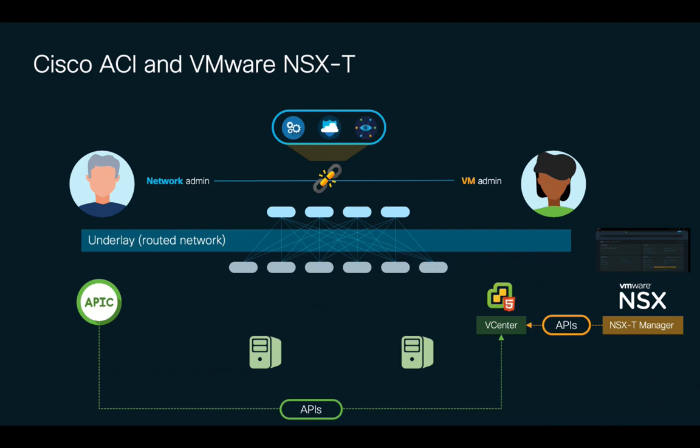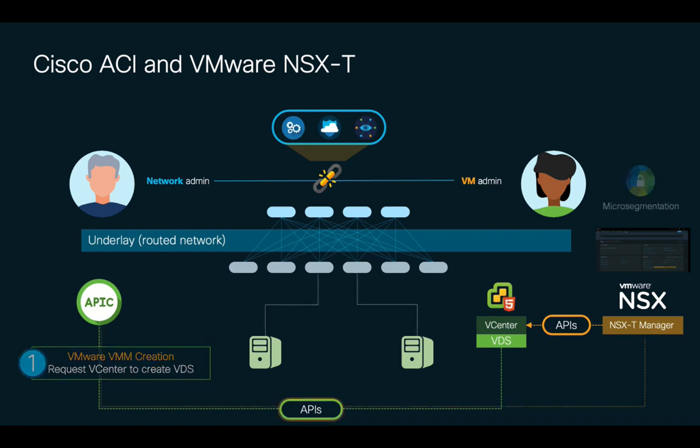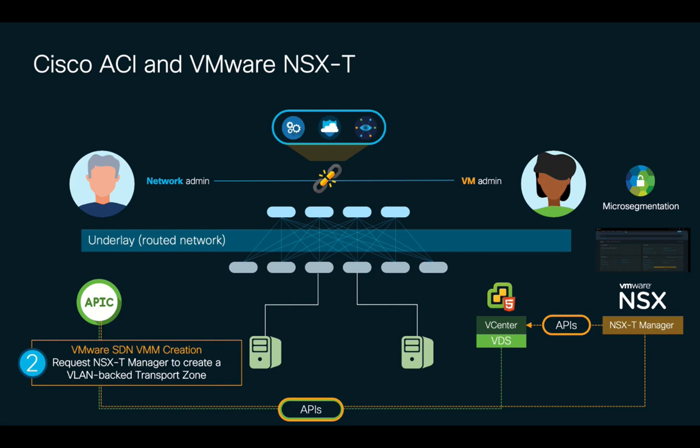Just like ACI, NSX relies on VDS as a virtual switch, especially if you are using ESX 7 and later. Therefore, the first thing we will need to do is to create our VDS, and we can do so using our traditional VDS VMM integration as covered in Module 2, Episode 4. Then, once we have our VDS integration running, we will add NSX-T integration to APIC by creating a VMware SDN VMM domain. By doing this, APIC will establish a relationship with NSX-T Manager and will also request to create a VLAN-backed transport zone or use an existing one.